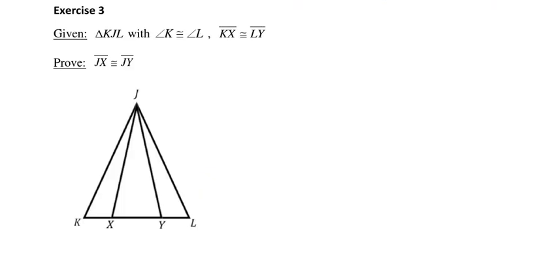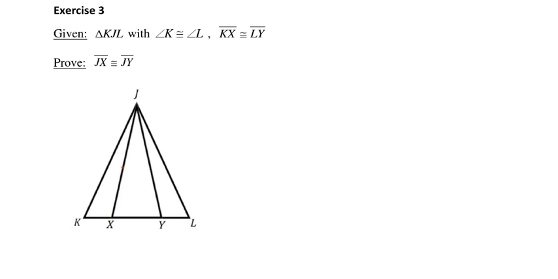So in this case, you are given triangle KJL with angle K congruent to angle L, and you're also given that segment KX is congruent to segment LY. Your job now is to prove that segment JX is congruent to segment JY. So let me first identify what is it that you have to prove. You have to prove that this segment here, JX, is congruent to segment JY. So I'm going to put the dots over there. This one congruent to this one. That is what you have to show.